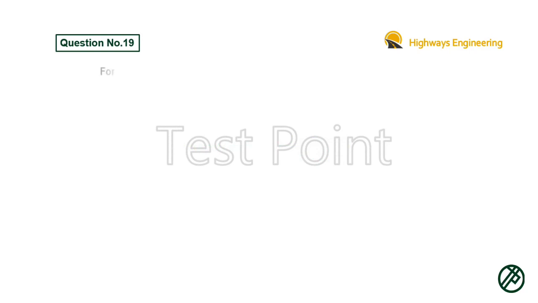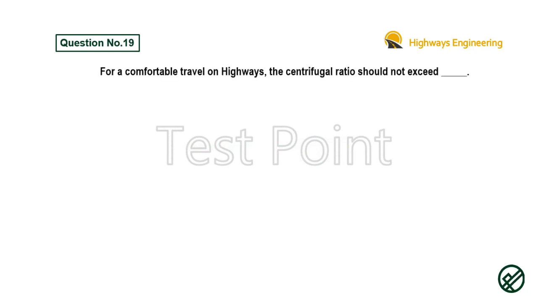Question number 19. For a comfortable travel on highways, the centrifugal ratio should not exceed. Option A, 0.10. Option B, 0.15. Option C, 0.20. Option D, 0.25. Answer is option D, 0.25.